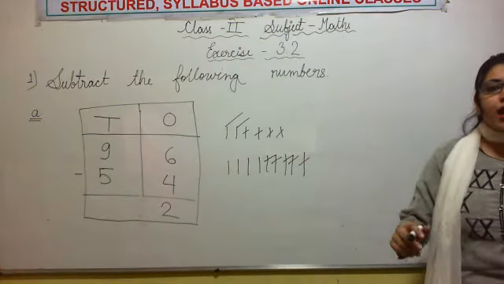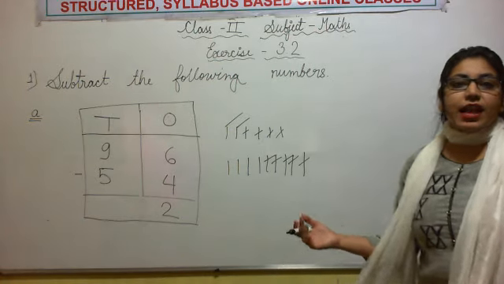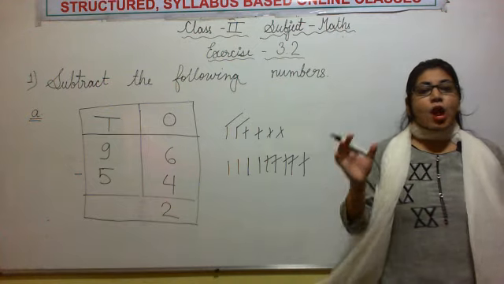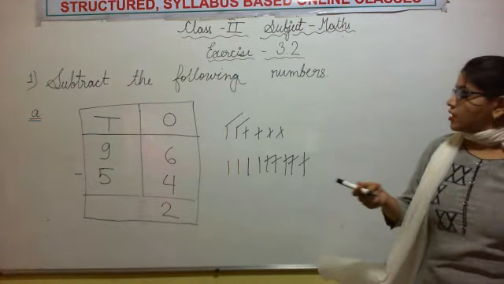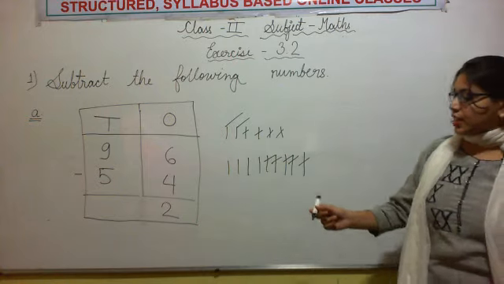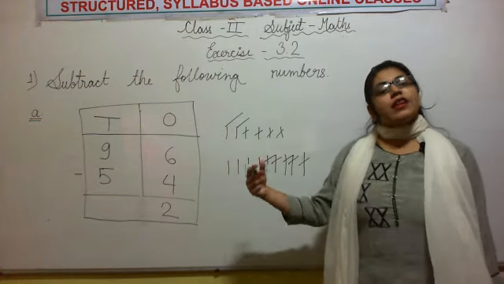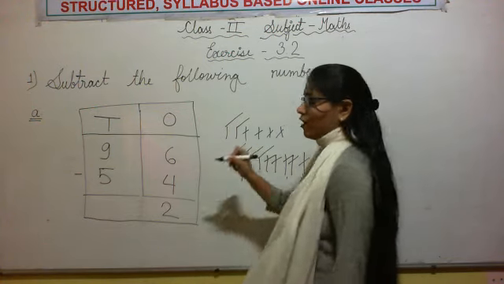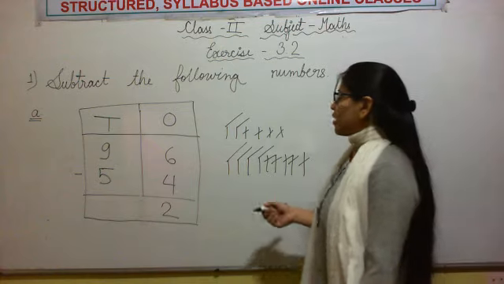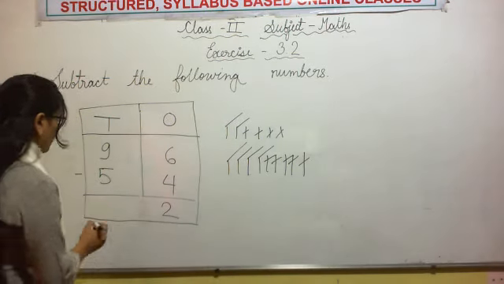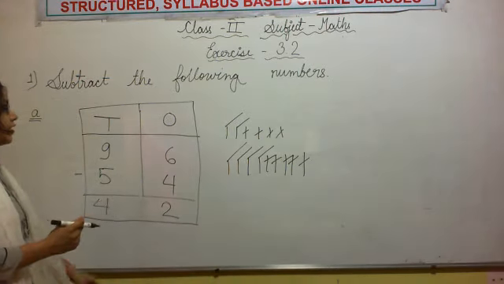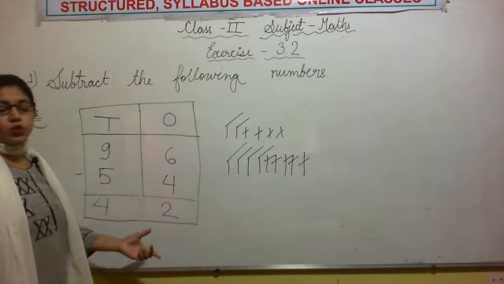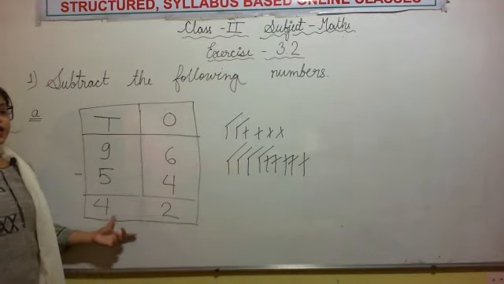Now the next step is counting the remaining sticks. How many sticks are left? Initially we had 9 sticks. Then 5 sticks were taken away from us, so we cancel those 5 sticks. Now we will count the remaining sticks. Okay. So let's count 1, 2, 3, 4. 4 sticks are left. So we will write the number 4. So 96 minus 54 is equal to 42. So our difference is 42.